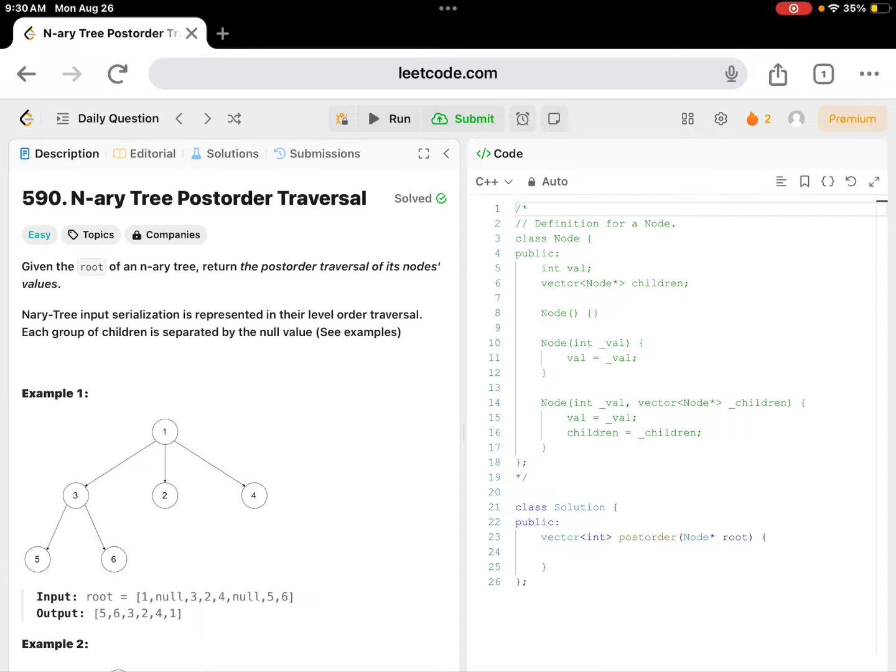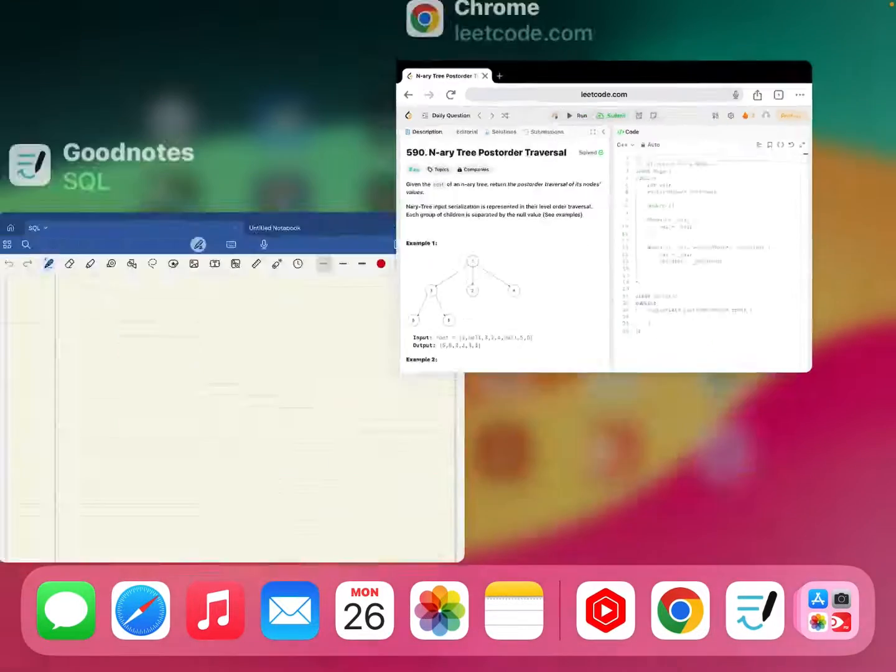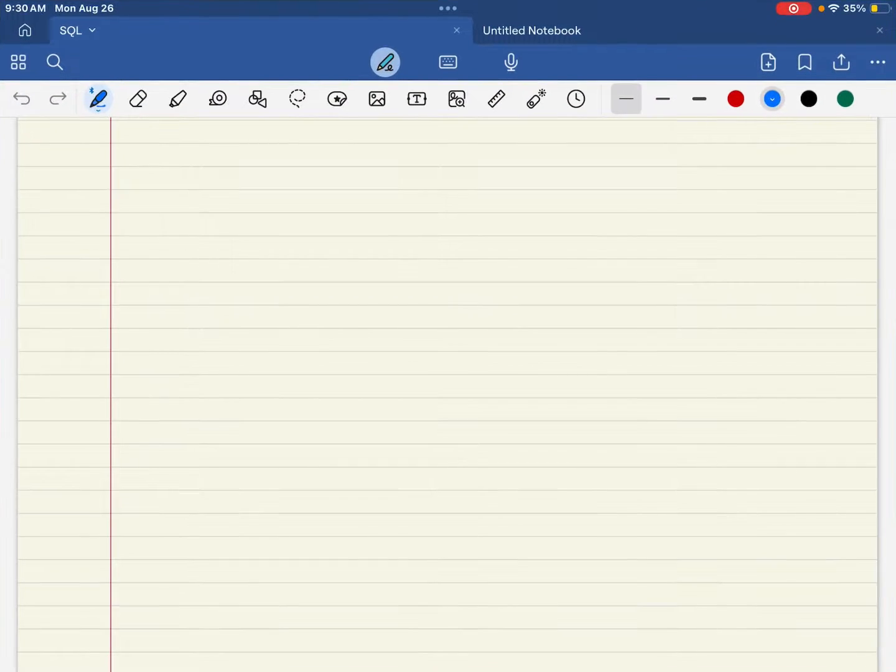So what do we mean by an n-ary tree? Like we had binary trees, where binary means 2, so we have only 2 children. But now we have an n-ary tree, which means it can have many children. Let me take you to this and give you an example.